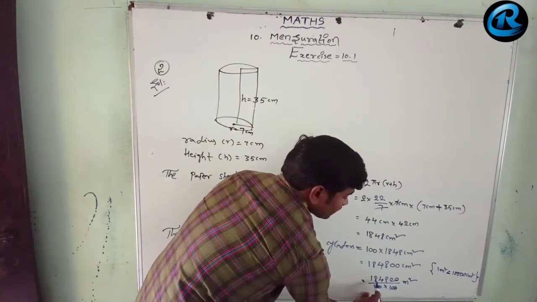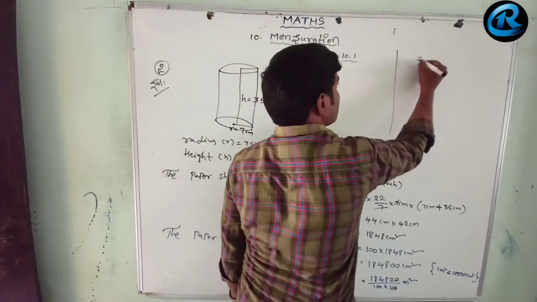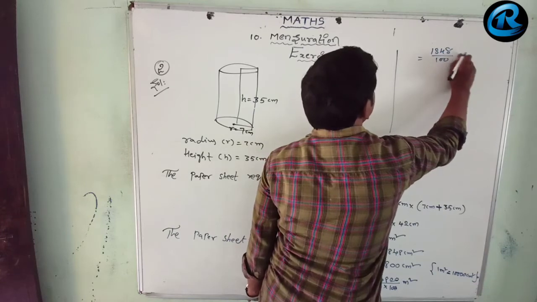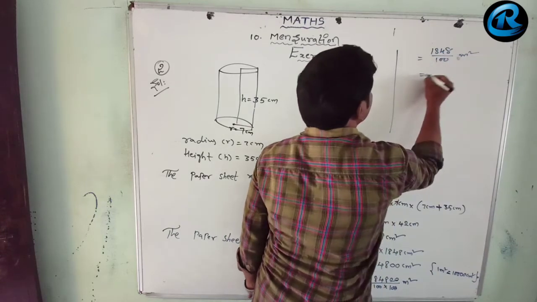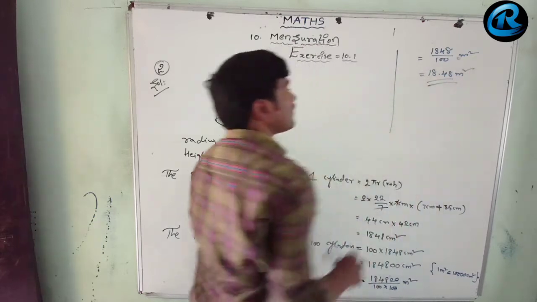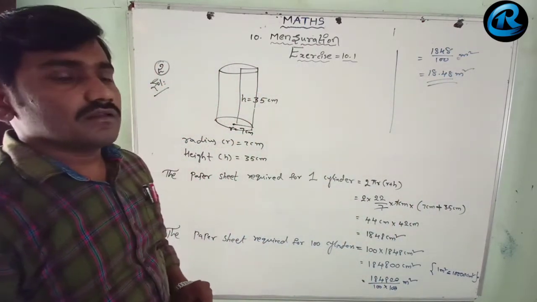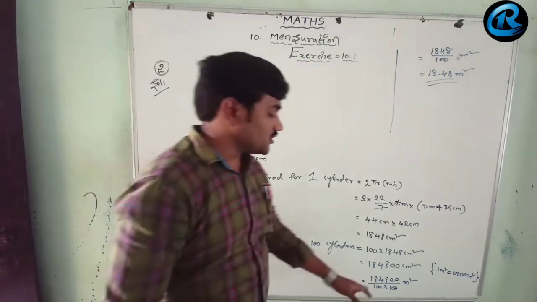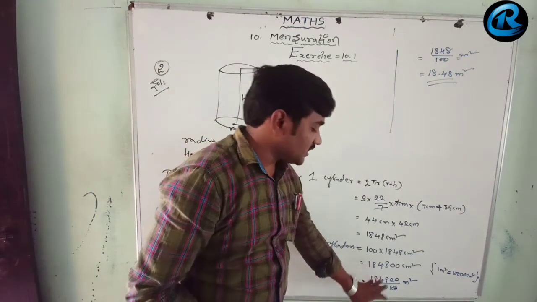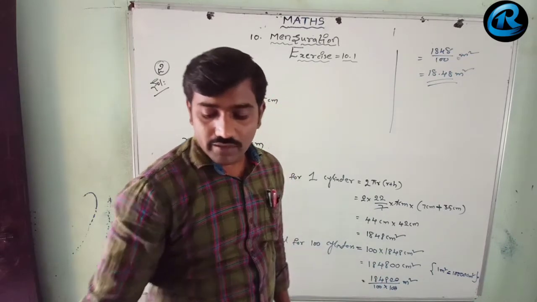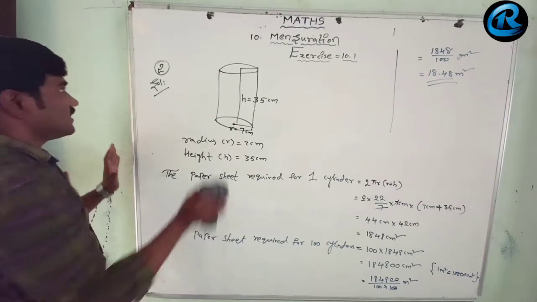Then we can write 1848 by 100 meters square. We get 18.48 meters square, and this is the paper sheet required for 100 such cylinders. They did not ask you to change into meter square. Either you can change into meter square or not, you can close it till here. Even then you will get the same marks.